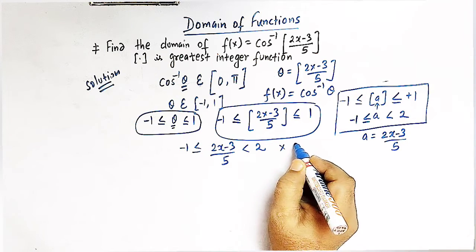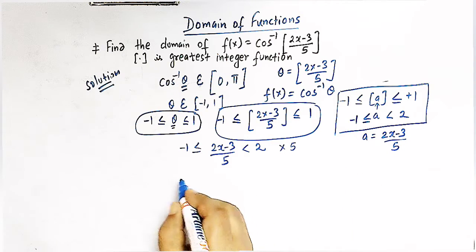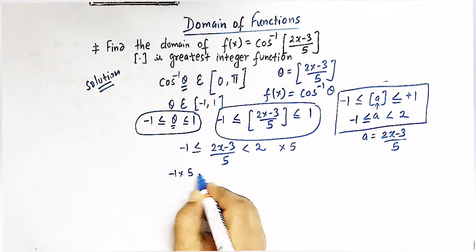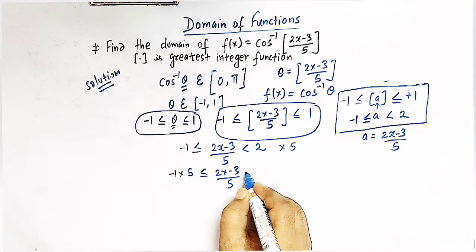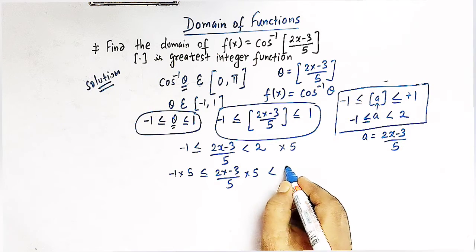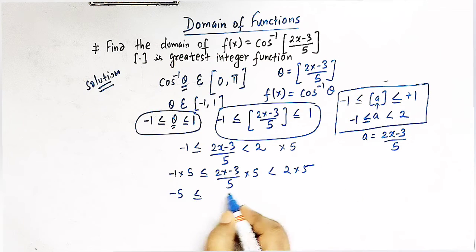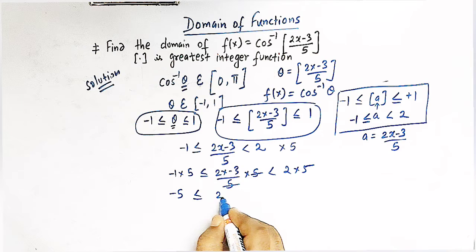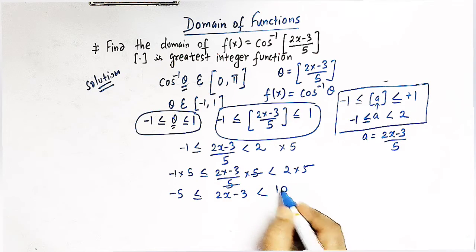So let us first multiply this inequality throughout by 5. So we have minus 1 times 5, and here we have 2x minus 3 over 5 times 5, and here we have 2 times 5. So here we have minus 5, here 5 and 5 get cancelled, we have 2x minus 3, and here we have 10.